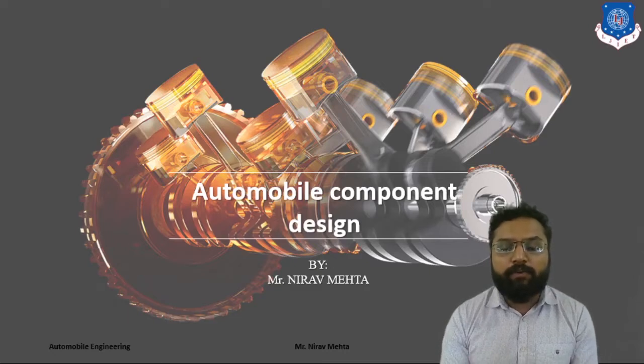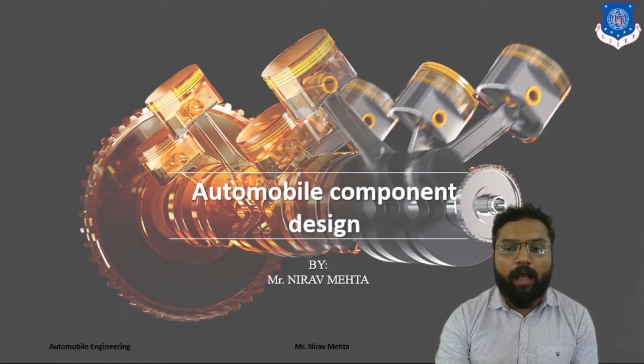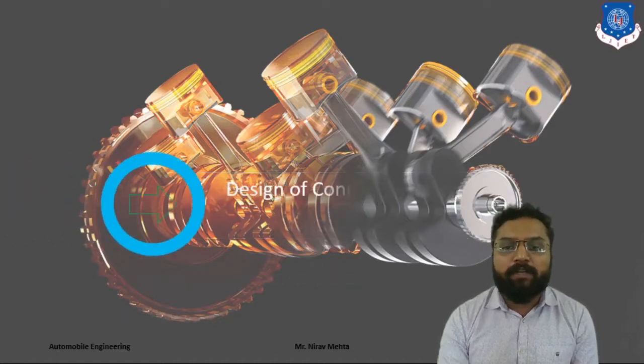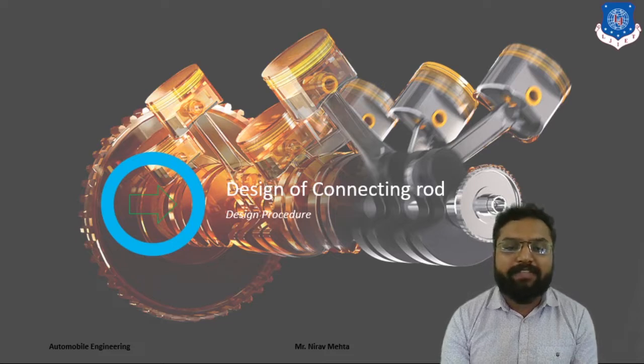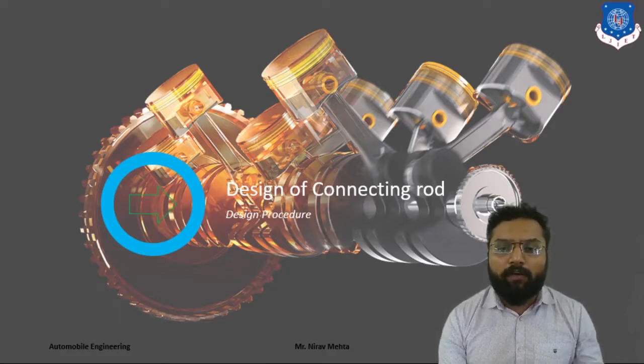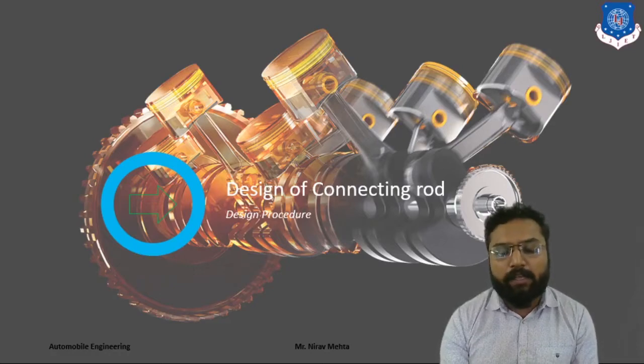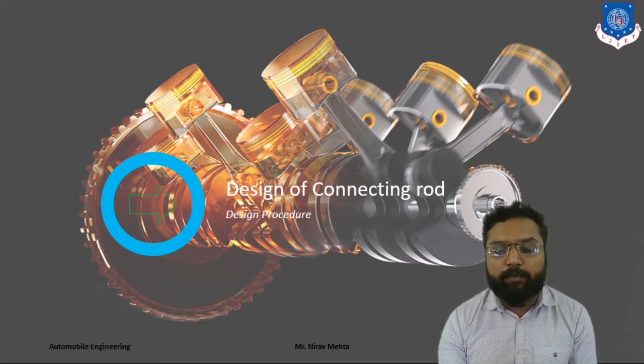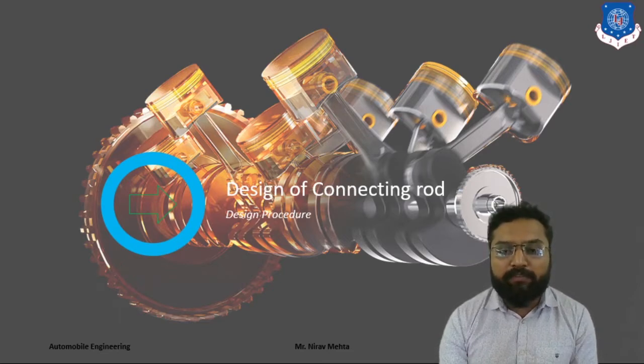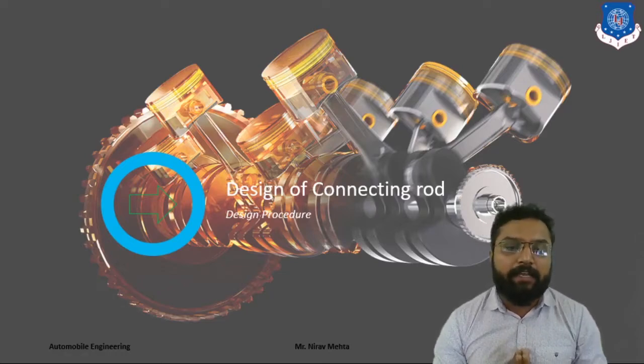Today we are going to discuss a subject called automobile component. This session is about the design process. Before getting into the design process, let's recall our previous topic, where we went through the connecting rod's function, material selection, and manufacturing process. Now we will set up the procedure for designing this connecting rod.